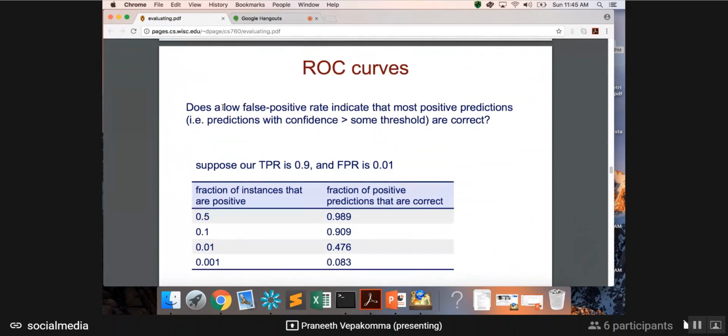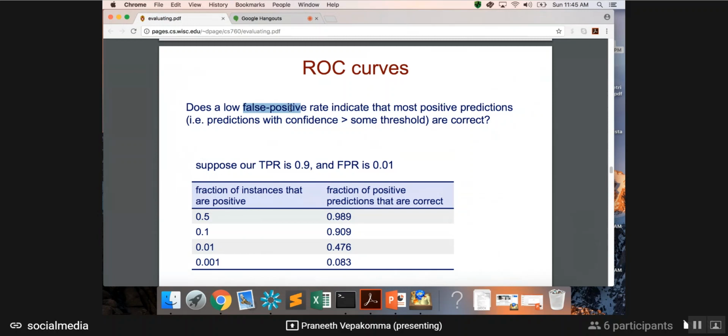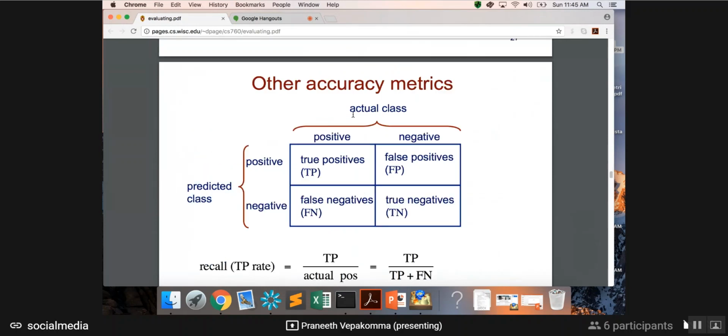Okay, this is a nice question. Does a low FPR indicate that most positive predictions are correct? So what does this mean? False positives means something that is not positive has been predicted as positive. So you're making fewer of those false decisions. Does that mean most positive predictions are correct? Not necessarily, because you're making low FPR, but your TPR may not be low; it may be high, or it may not be high. So that's what this is about.